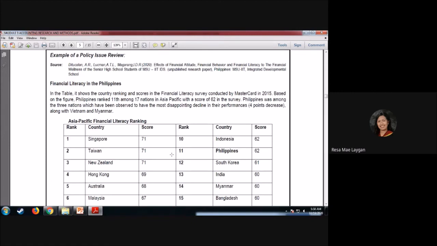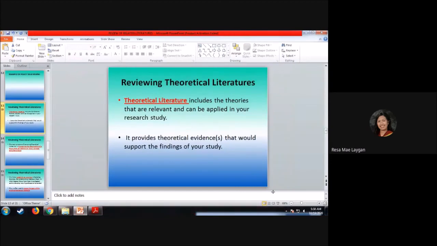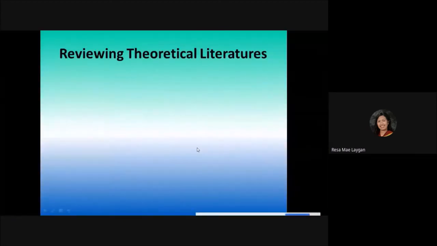So you have also to identify if there are successes of this policy or if there are issues or failures in implementing the policy. So let's move on with the theoretical literatures.